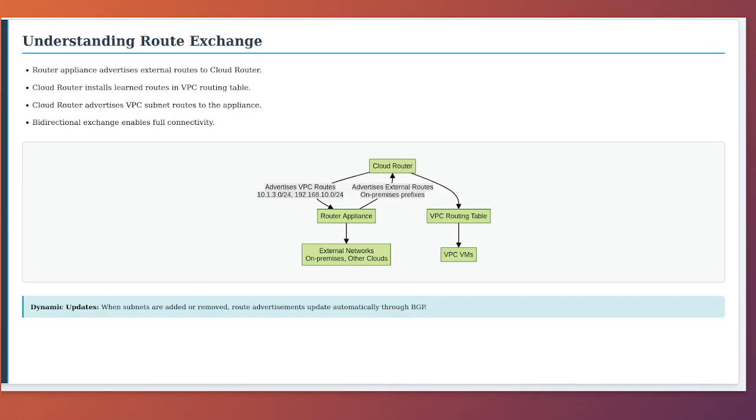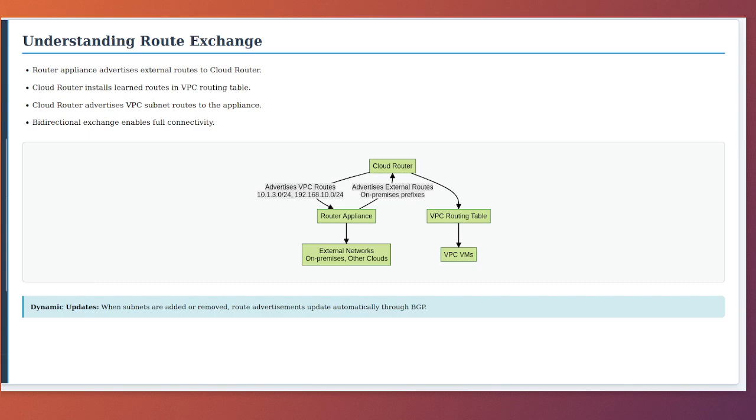For example, if the Router Appliance advertises the 10.0.0.0/8 prefix representing your on-premises network, the cloud router installs a route for 10.0.0.0/8 pointing to the Router Appliance instance. Now, virtual machines in the VPC can send traffic to 10.0.0.0/8 addresses, and that traffic will be routed to the appliance.